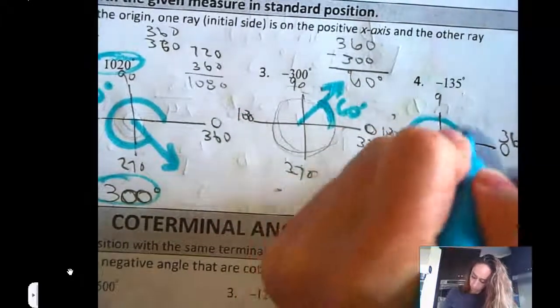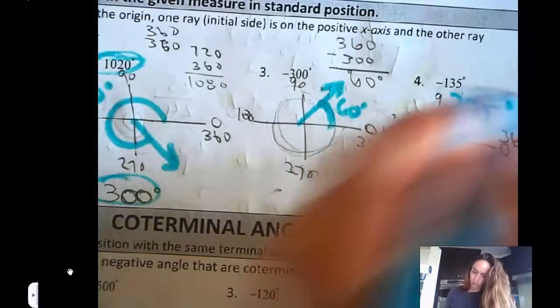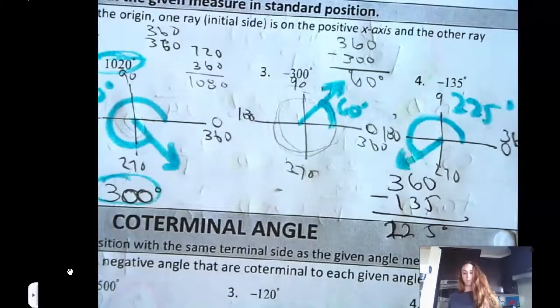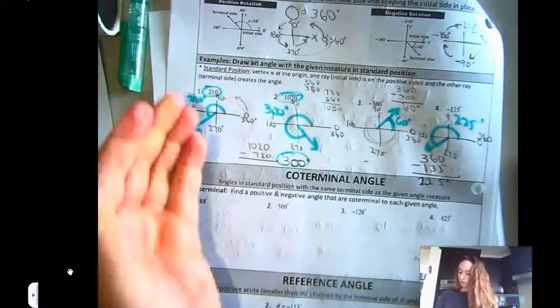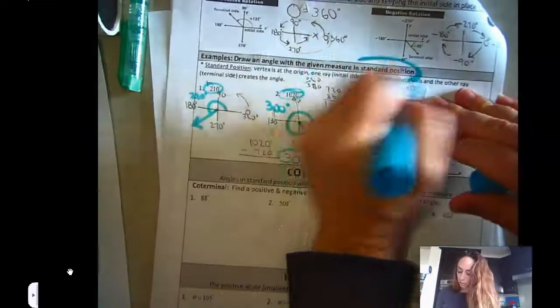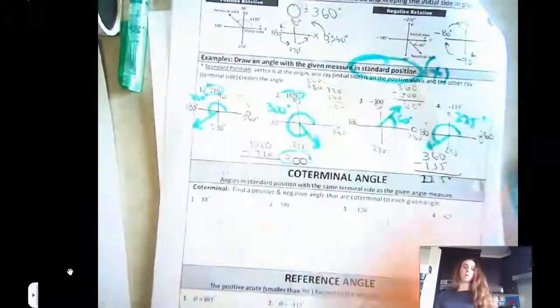Let's live in positive world and put 225 degrees. Okay, so these are things we just want to make sure we're working on. If I ask you to put something in standard position, this is what you'll do. Standard position. And I do like when you use a positive.